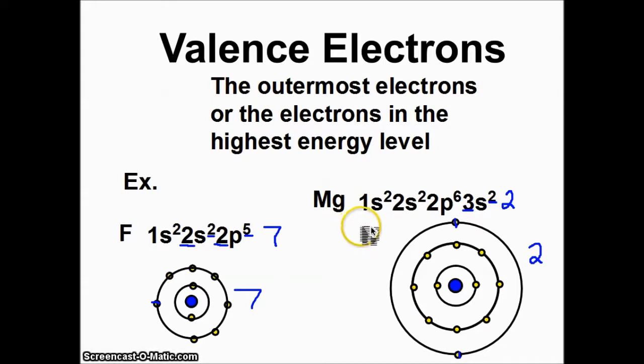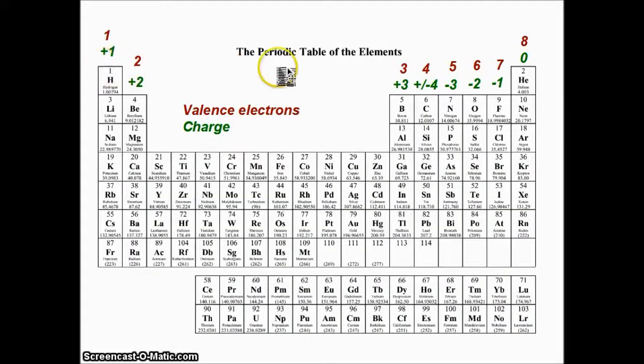So this process could get very tedious, especially if you have to write out the electron configuration or draw a Bohr's model for every single element every time you wanted to know how many valence electrons there are, and we're going to need to know that very often. Luckily, there is a pattern that we see on the periodic table that allows us to predict the valence electrons of the majority of the elements. So let's take a look at our periodic table here and see if we can see where the pattern is.